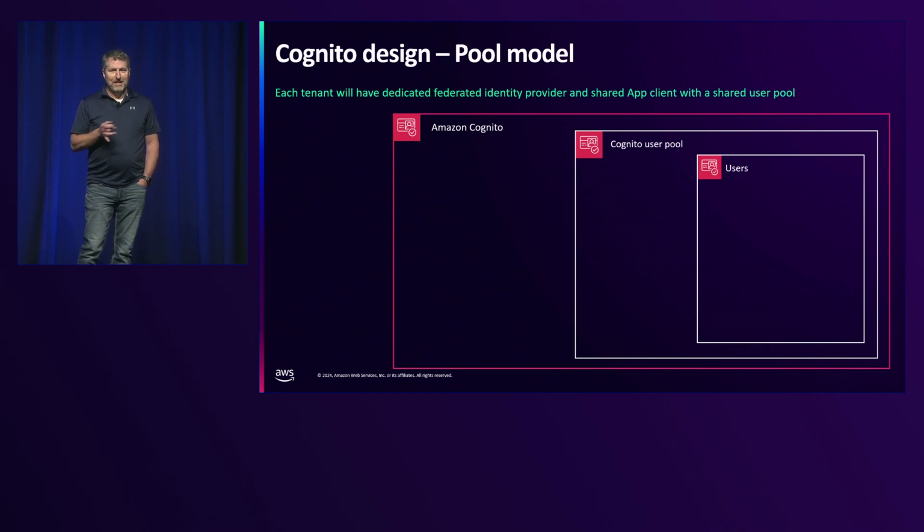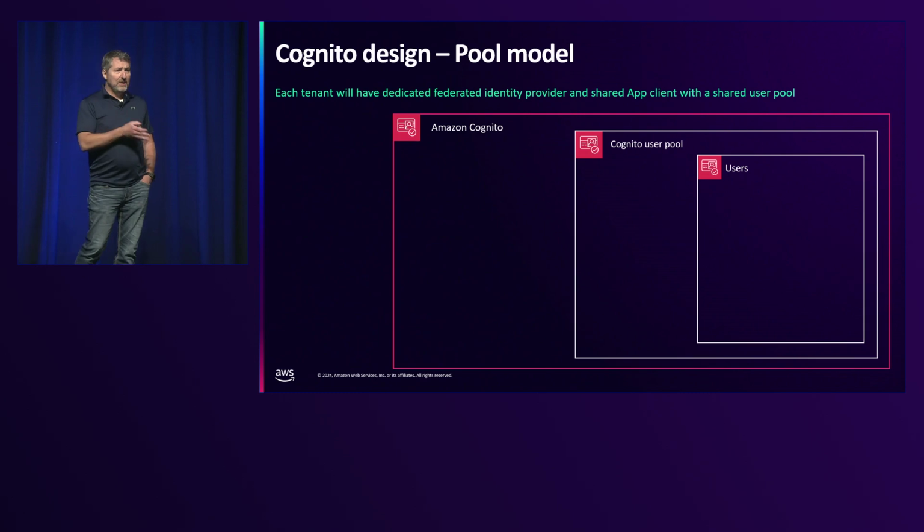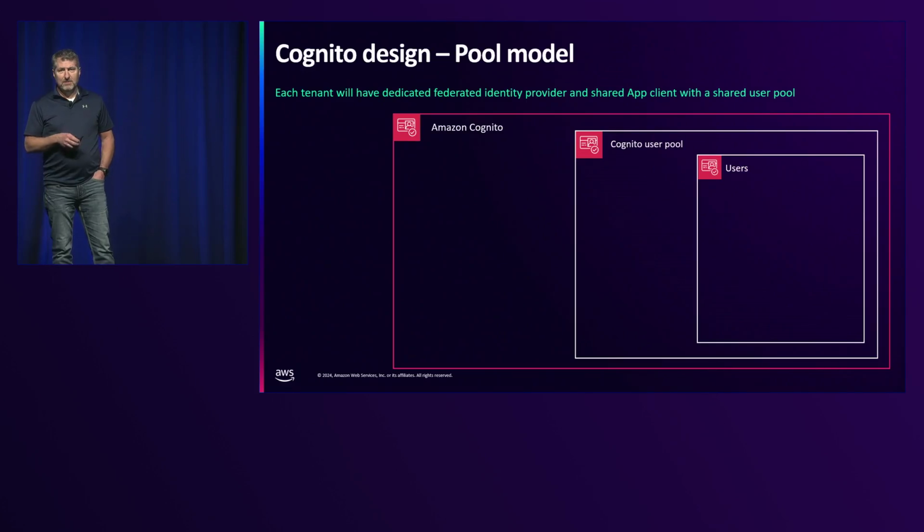The forces that act upon you to figure out which one to do is really primarily business driven. You could argue that in the siloed case, you might have more isolation, but maybe operationally difficult. But in a pooled case, maybe it's a little simpler, but it's maybe not as isolated.